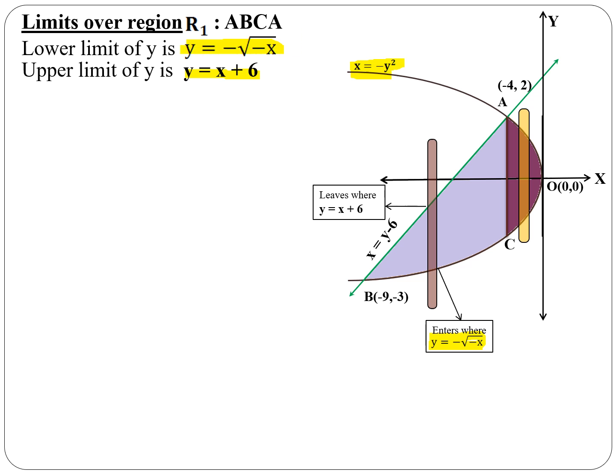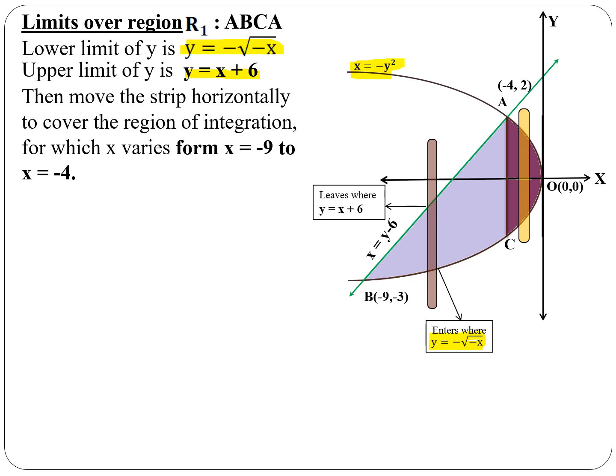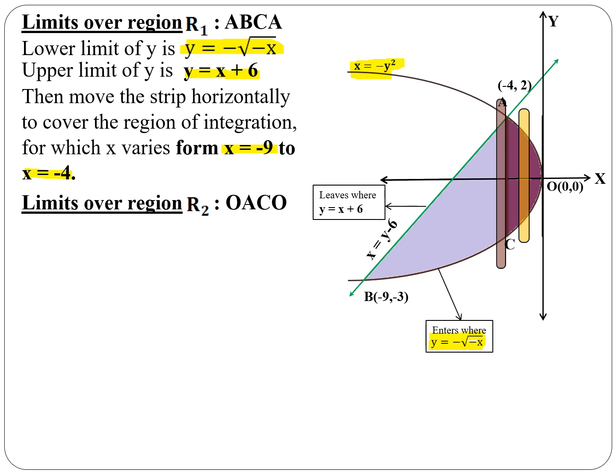Okay, now you just move this strip horizontally within the light purple area. So it starts at point B and ends at the AC line. At point B the x value is minus 9, and for the AC line the x value is minus 4. So the x limit will vary from minus 9 to minus 4. I will put the limits in later on. I have just found here the limits for y and x.